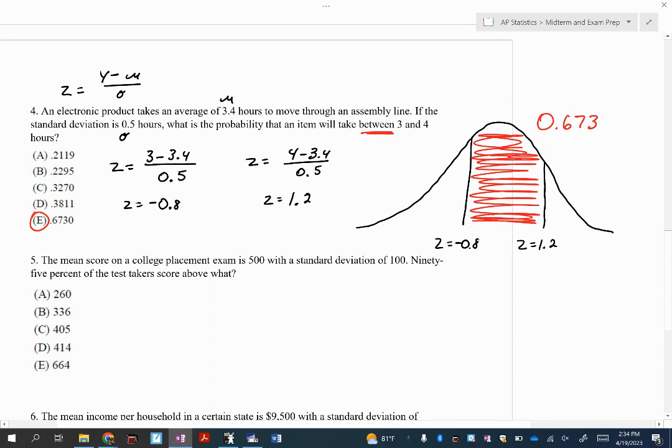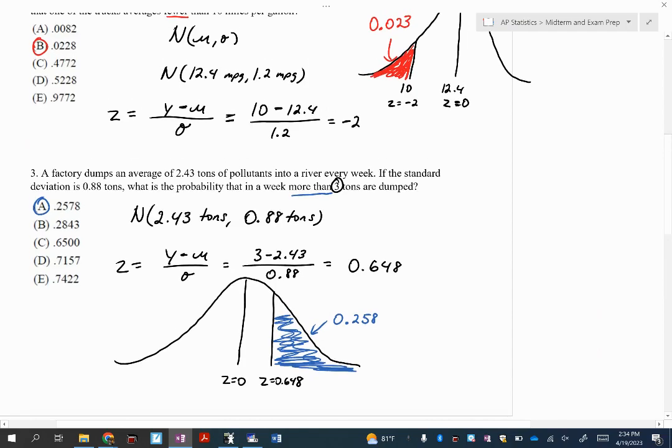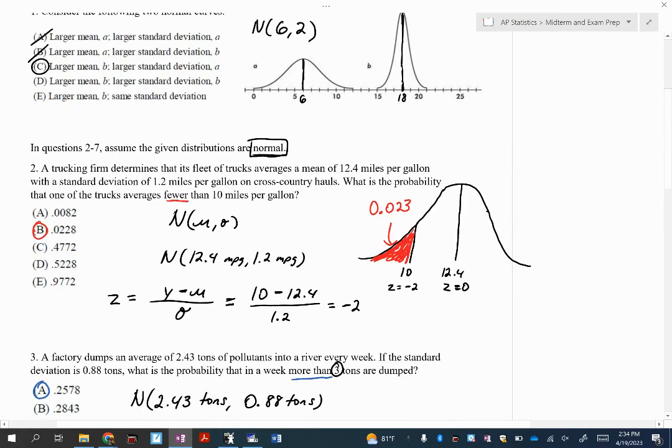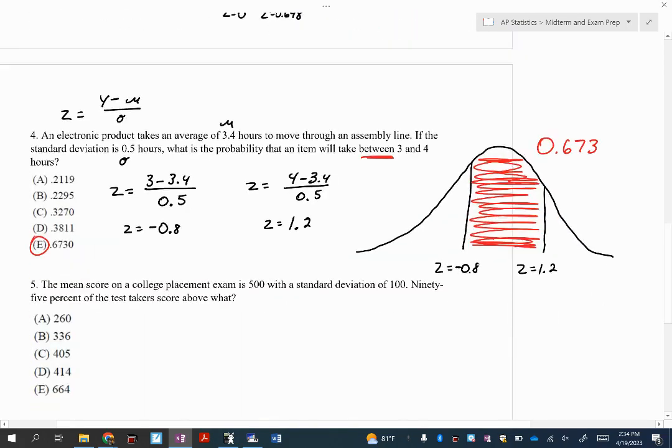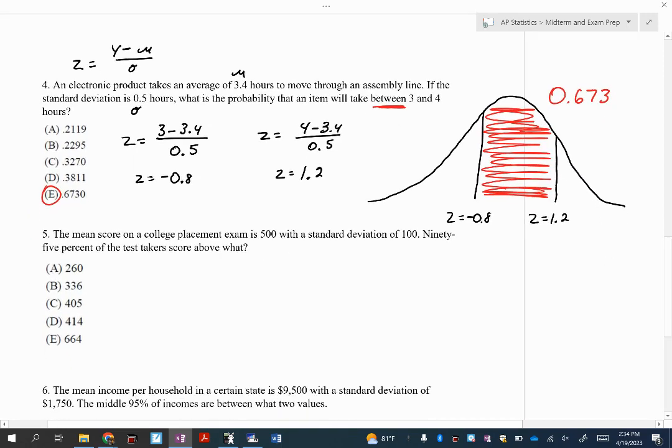Now, obviously, we didn't do 1, 2, and 3 in class right now. I did that earlier today. But in 1, 2, and 3, I can show you the work. We had one where we shaded to the right, one where we shaded to the left. So we've already done shading in both directions, which is why this one is in between. Okay, let's do number 5.